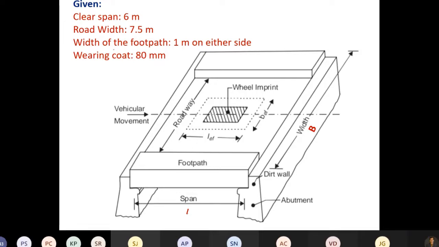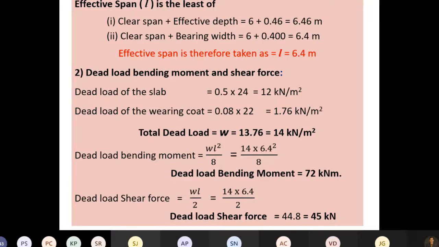So now we have to find the effective length of the bridge. The effective length of the bridge is nothing but the center to center distance between the two supports, or clear span plus effective depth. So you can see, the span of the bridge is the lesser of clear span plus effective depth, that is 6 plus 0.46, 6.46 meters, and clear span plus bearing width, that is 6 plus 0.4 meter. The width of the bearing we have is 400 mm, so that is equal to 6.4 meters. So the effective span is therefore taken as small l equal to 6.4 meters.